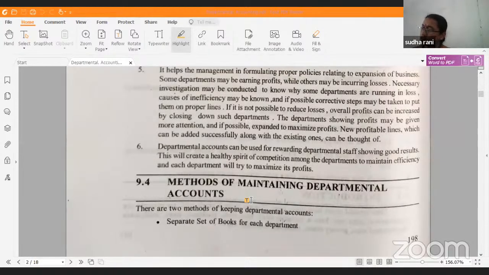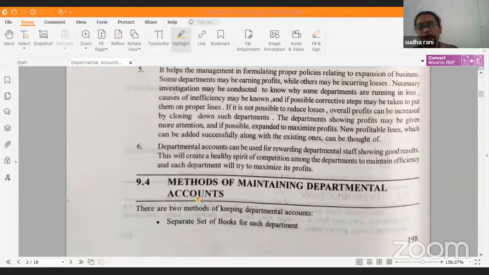Column form of books means what? In one account only he opens columns. Like in partnership, how we open different columns for the partners' capital accounts: in one account only we open columns for each of the partners. Same way here, whatever the number of departments we have, by opening columns for each department, he records the transactions. Generally, the column form of accounting will be asked in the examination.